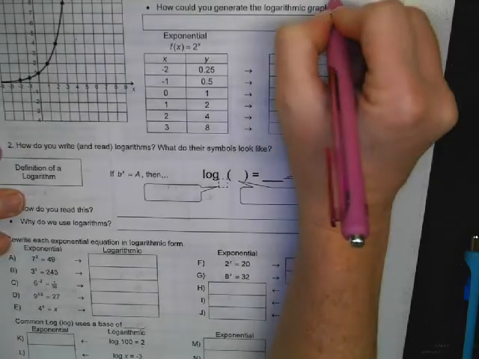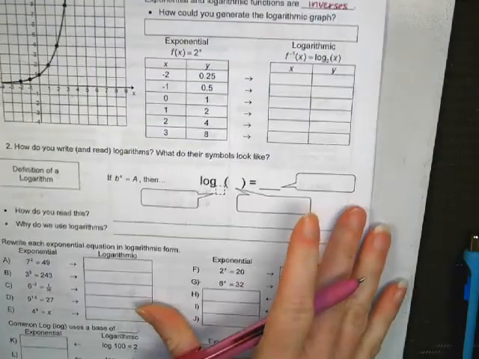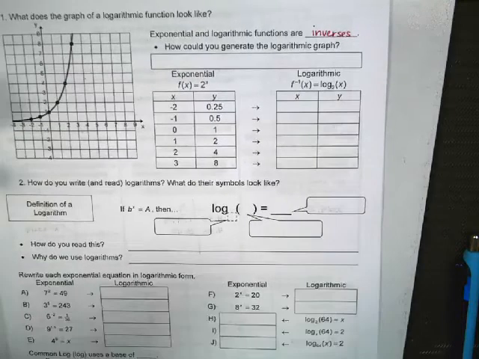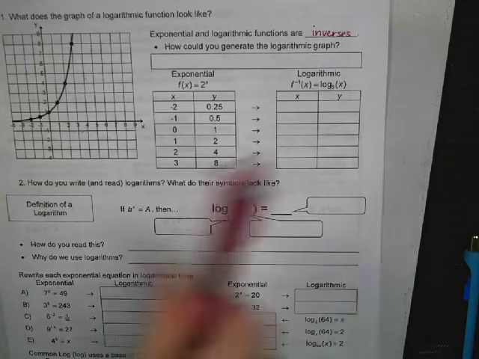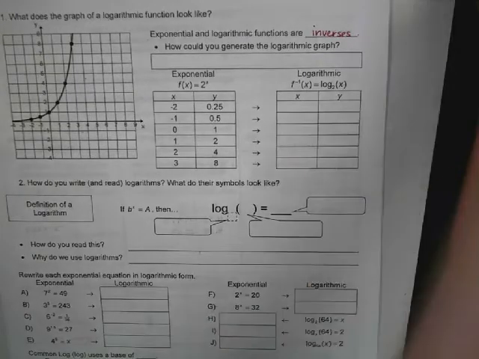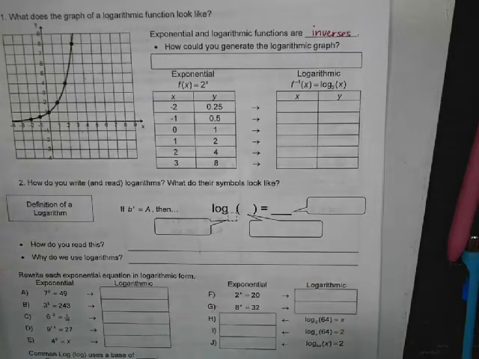They are inverses. So when a function is an inverse of another function, they gave me the table of an exponential. How can I find the table of the logarithmic? Put it in reverse. You switch the x and the y column.